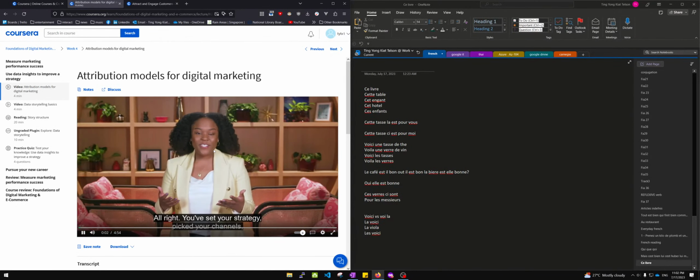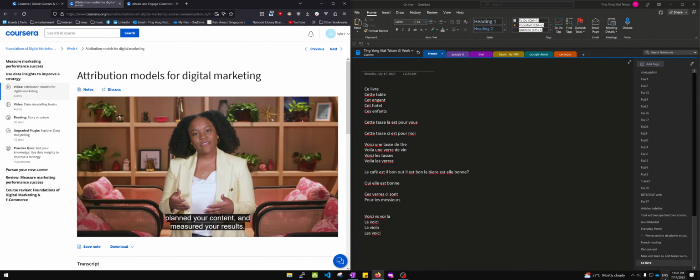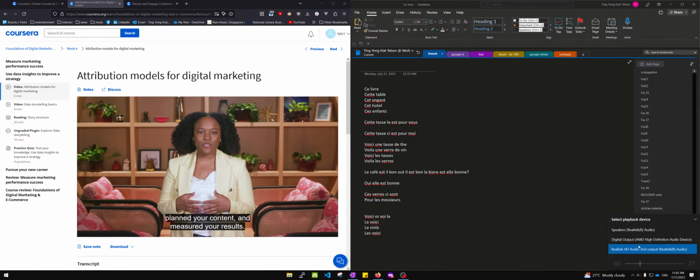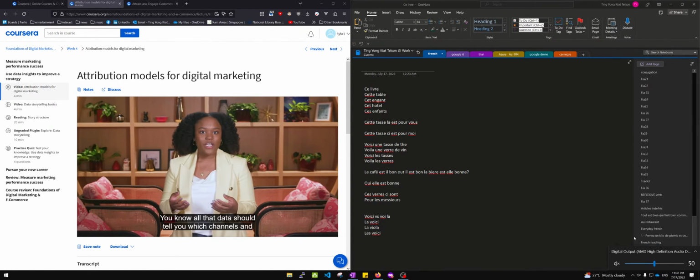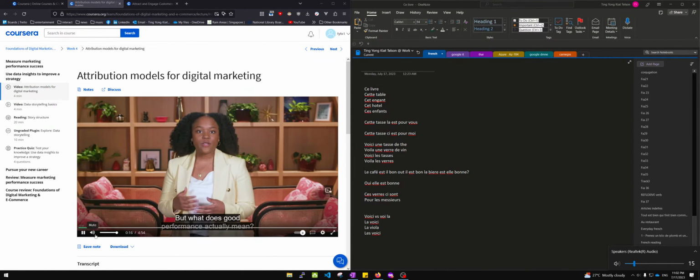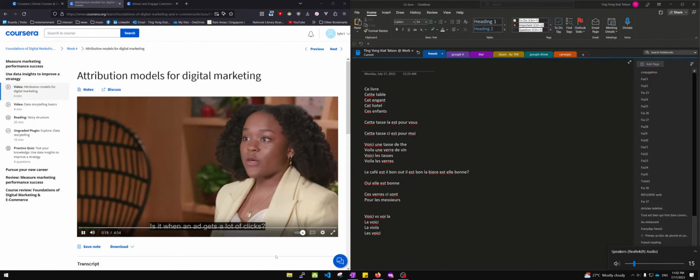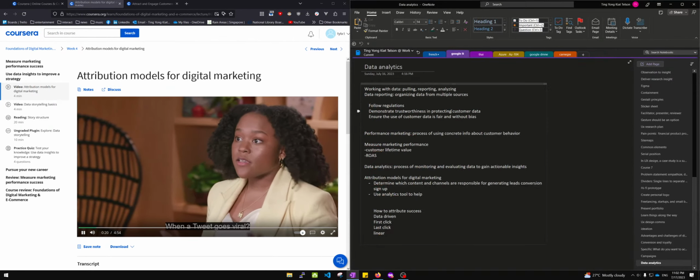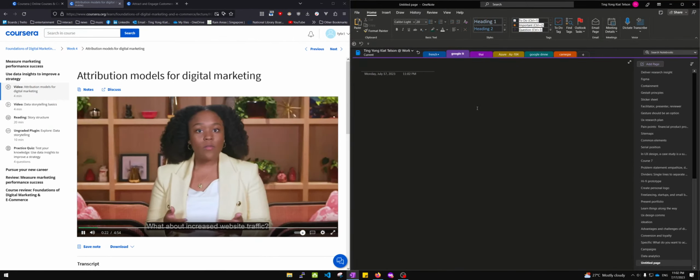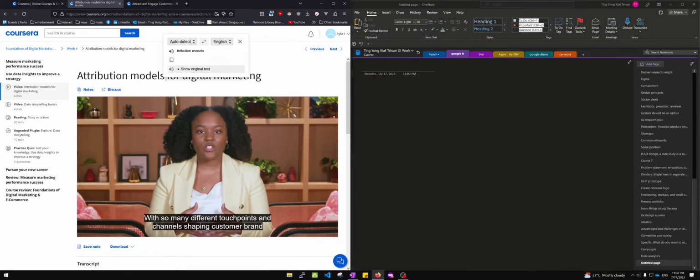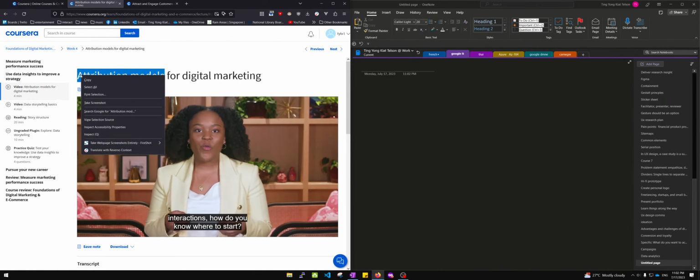All right, you've set your strategy, picked your channels, planned your content, and measured your results. Now what? You know that all data should tell you which channels and content are performing well. But what does good performance actually mean? Is it when an ad gets a lot of clicks? When a tweet goes viral? What about increased website traffic? With so many different touch points and channels shaping customer brand interactions, how do you know where to start?